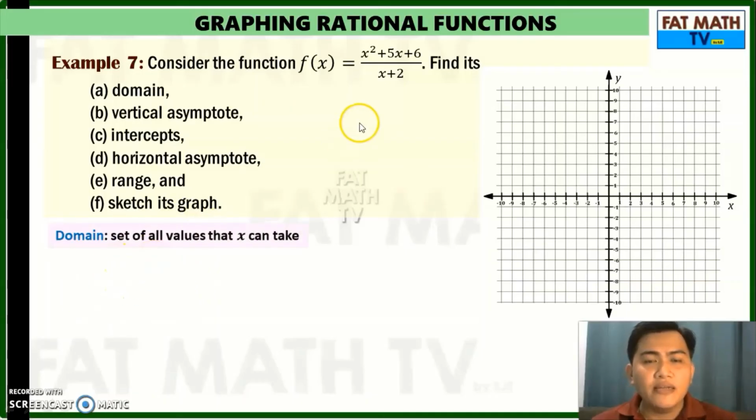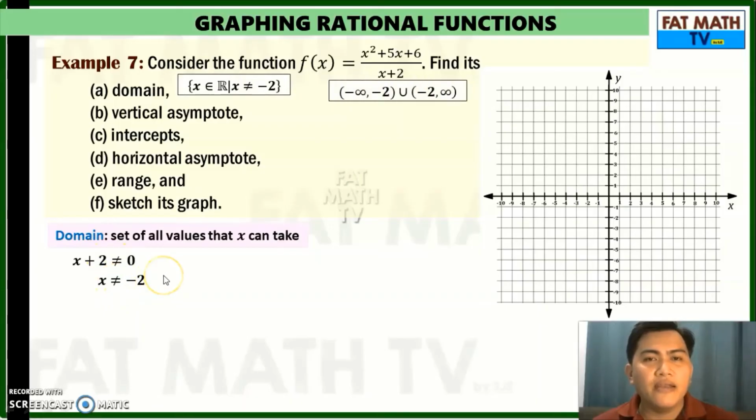So for the domain, find the value of x that will make the denominator 0, and that will not be included in the domain. So x plus 2 should not be 0, so x should not be negative 2. So any real number except negative 2.